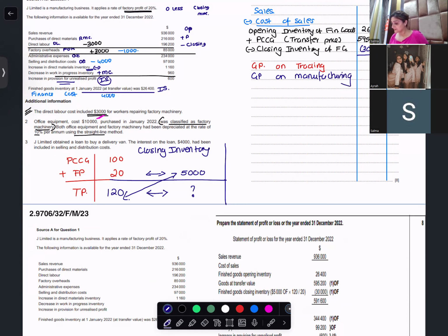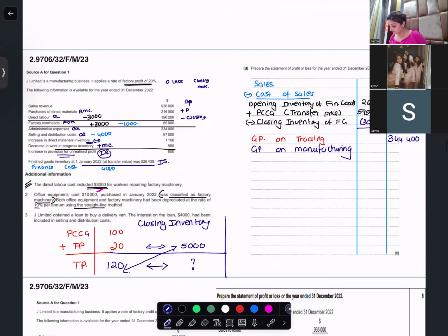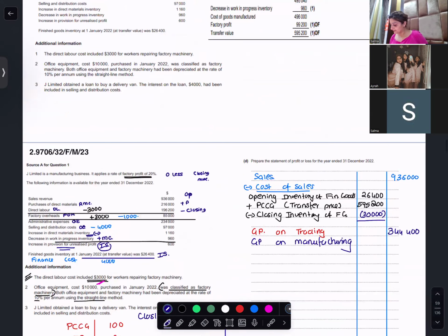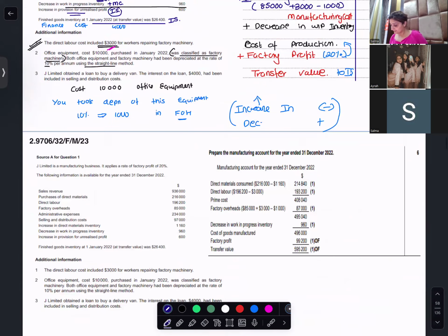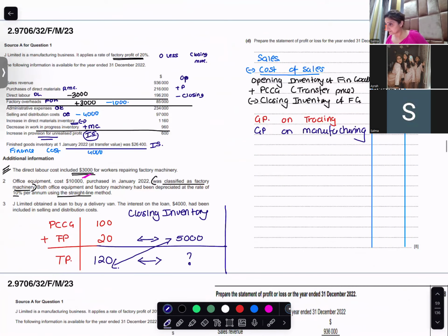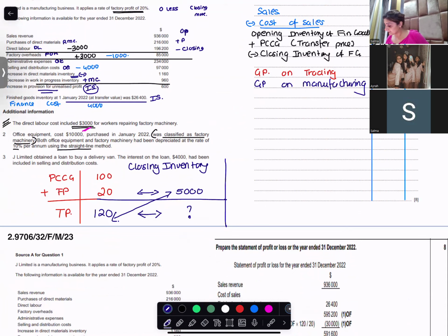So we'll add the factory profit to it, right? Factory profit, this 99,200. And that gives you a total gross profit. So our total gross profit is how much? It's 443,600.